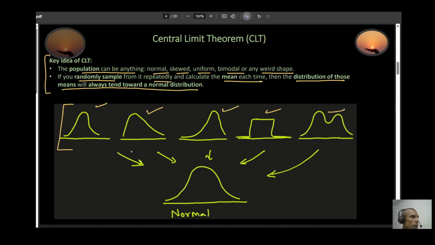So let's say you take 1000 samples. I'm just picking a number, 1000. If I keep repeatedly sampling 1000 samples and I take the mean of all those samples, I'm going to have 1000 means. If I plot the distribution of those 1000 means, it will always tend towards a normal distribution. It doesn't matter whether it's right skewed, left skewed, uniform, or some weird shape. It will always tend towards this shape right here, the normal distribution.